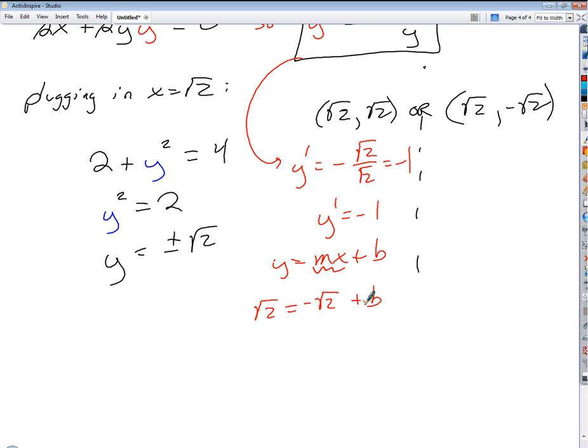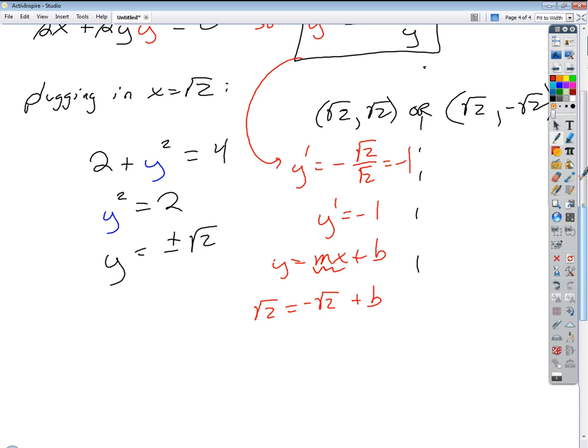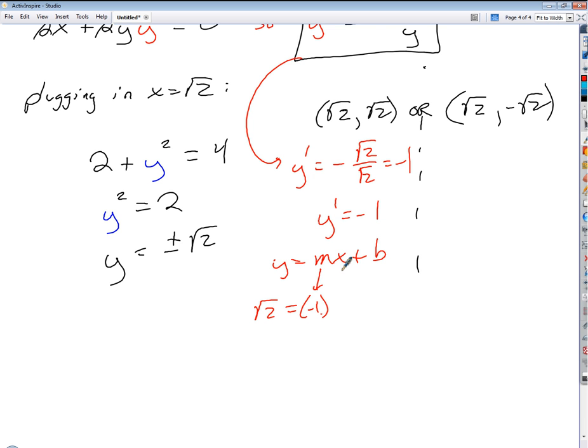Wait, why is the square root of 2 negative on the equal side? Because I've got a negative 1. Yeah, but if you got that negative 1, wouldn't you have used that negative square root of 2? No, I'm not even messing with that one. Wait, then how'd you get negative 1? No, that's okay. Let me show that step. I think maybe I skipped something there I shouldn't have. Let's do that again. So this looks like negative 1 times square root of 2 plus b.